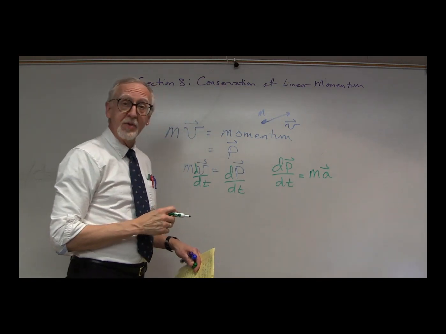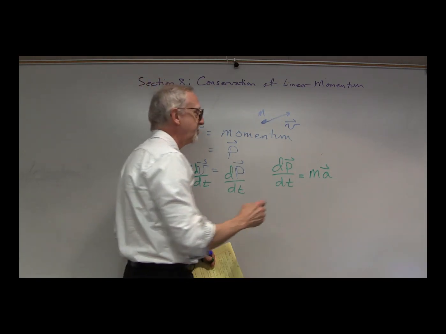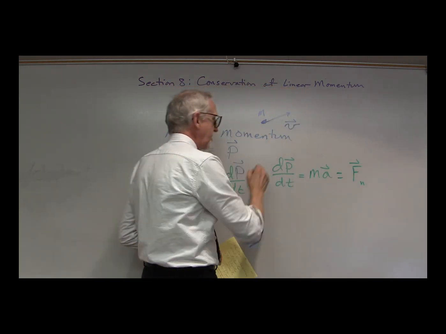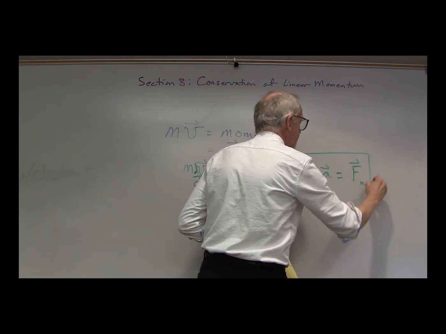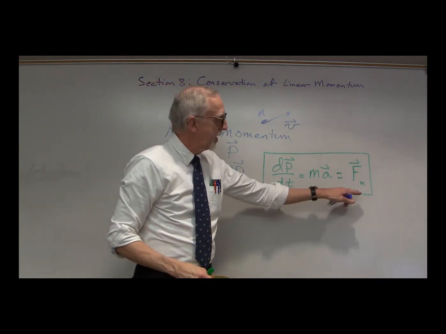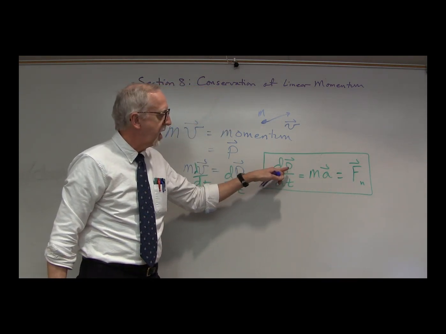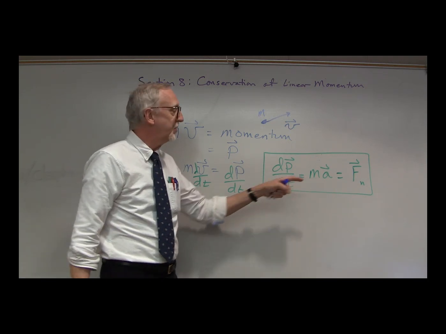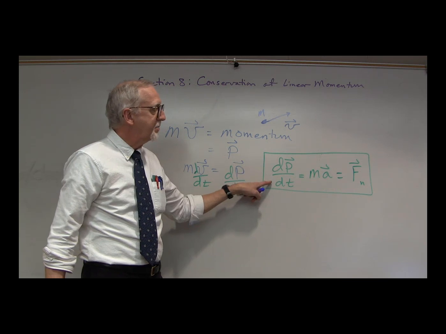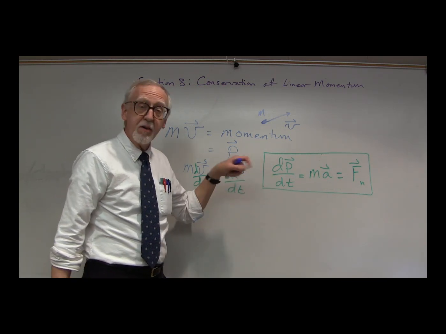And what is m times a? That is the total force acting on the object. So this equals F net acting on the object. So what we find is a very interesting result, that the net force is the time rate of change of the object's momentum. And if there is no net force acting on the object, the momentum does not change. In other words, the momentum is constant. That is a very, very interesting result.